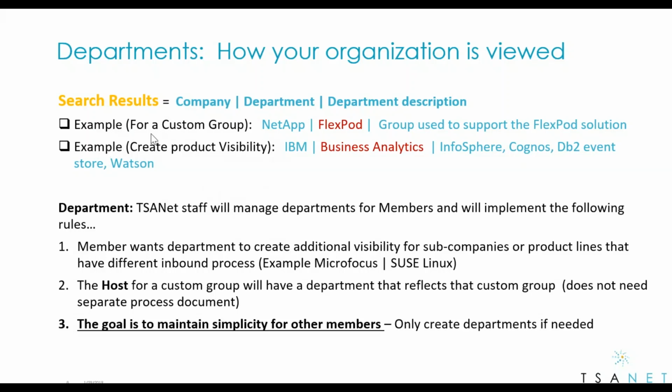A couple of great examples of when you may want to use a department is, for example, in a custom group. So here's an example with a solution support group called FlexPod, and you can see how that shows up. And then again, there can be some descriptions here. Another great example is if you do have a large organization, with different product groups, maybe even other subnames of companies and areas. You can specify that here. So here's an example with IBM, and we've got a business analytics group, and then the description highlights the different products that would be found underneath that.